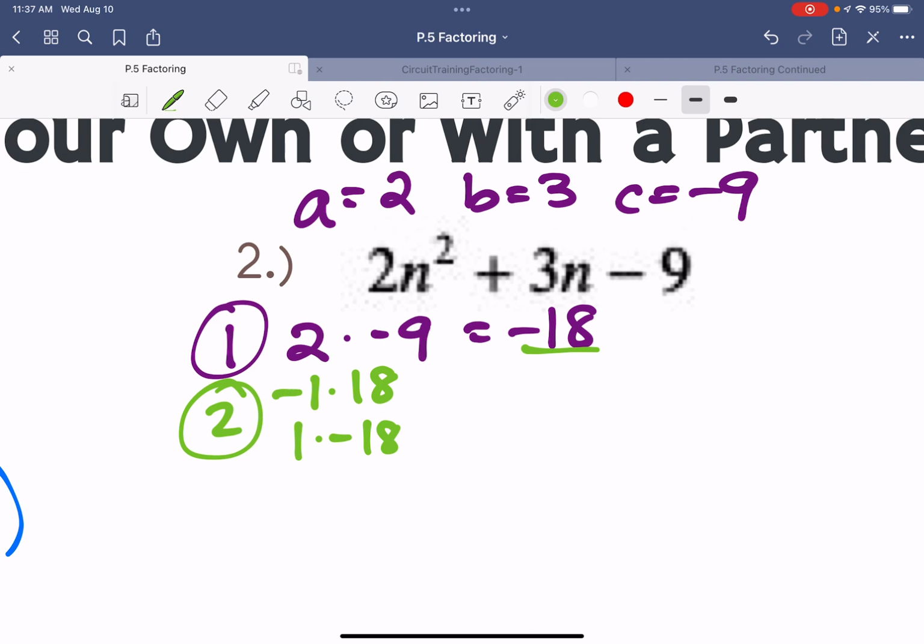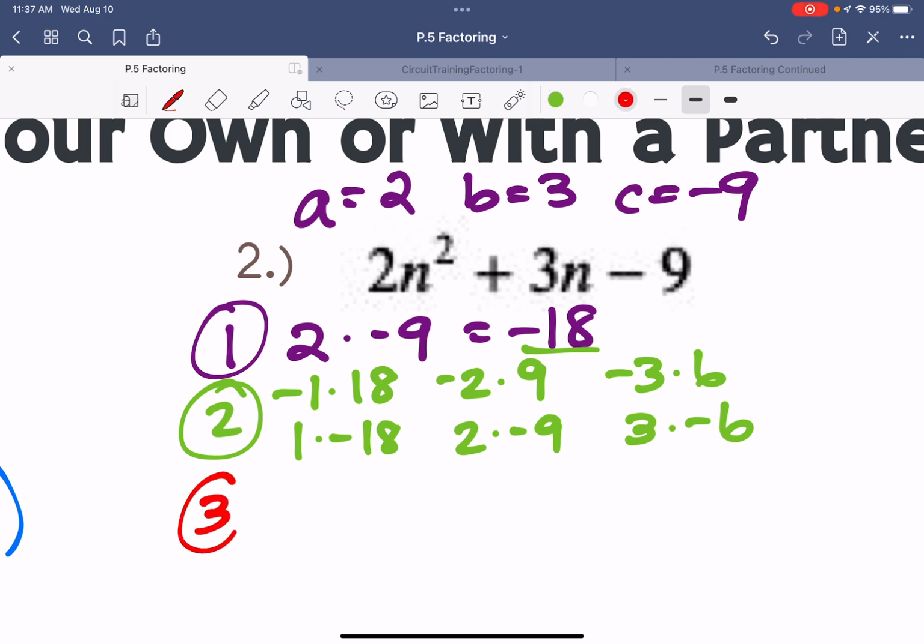It could also be negative 2 times positive 9, or a positive 2 times a negative 9. I could also do a negative 3 times 6, or a positive 3 times a negative 6. And I believe that's all that we have. So let's see if we have found our magic number, because we have to identify the one that will add to the middle term, or your B, so positive 3. Looking through all the options, I'm hoping that you see it is a negative 3 and a positive 6, because 6 minus 3 is the positive 3 that we need.